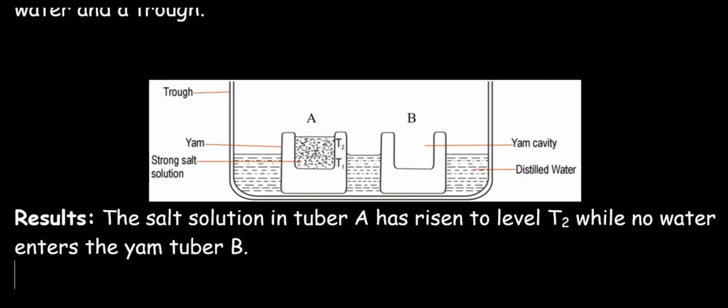The water with lower osmotic concentration moves through the cells of the yam, which acts as a semi-permeable membrane, to the cavity of the yam. Hence, there is a rise of the salt solution in yam tuber A. But in yam tuber B, water could not be drawn into its cavity because it contains no salt solution, and the cells of the yam have lower osmotic concentration and osmotic pressure than the water in the trough.